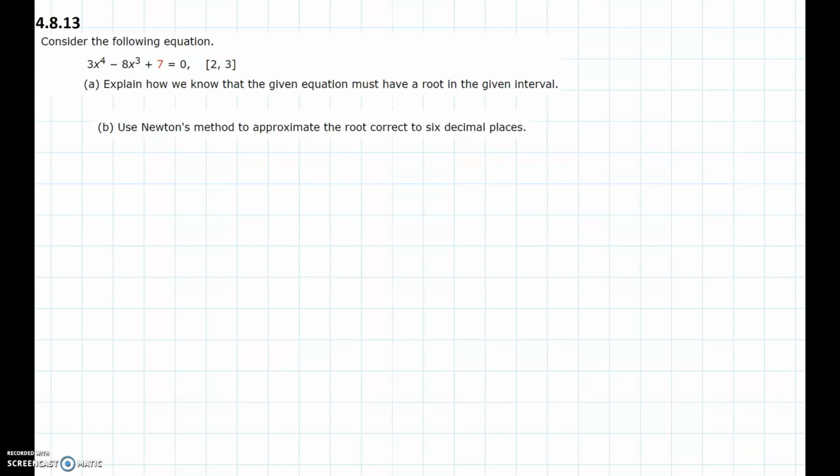Hi, in this video, I will be showing you problem number 13 of chapter 4, section 8 from the practice exam. Consider the following equation: 3x to the power of 4 minus 8x cubed plus 7 equals 0 on the closed interval 0 through 3. Explain how we know that the given equation must have a root in the given interval. Use Newton's method to approximate the root correct to 6 decimal places.